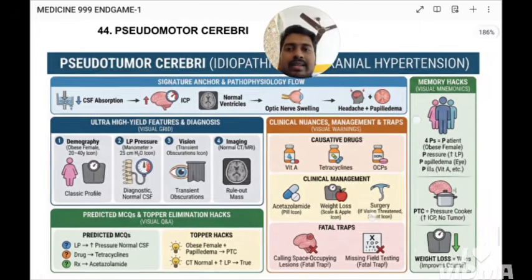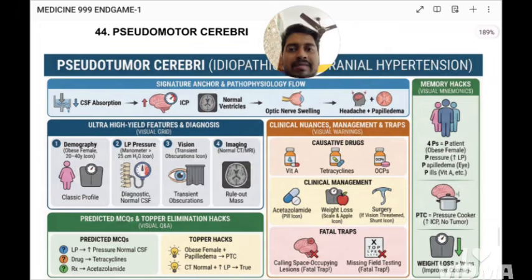So next topic is pseudotumor cerebri, which is basically nothing but idiopathic intracranial hypertension. It means there is raised intracranial pressure, but we don't know why. Basically what happens is there is decreased CSF absorption from the meningeal layers and dural venous sinuses, as a result of which ICP increases. Ventricles are normal. In hydrocephalus, when there is increased CSF retention, ventricles should enlarge, but here ventricles are normal. But there is presence of optic nerve swelling.